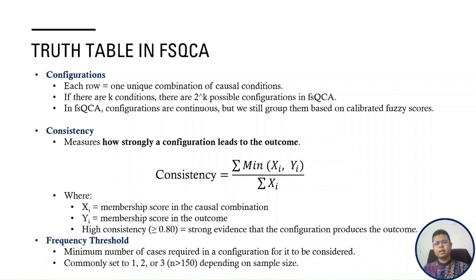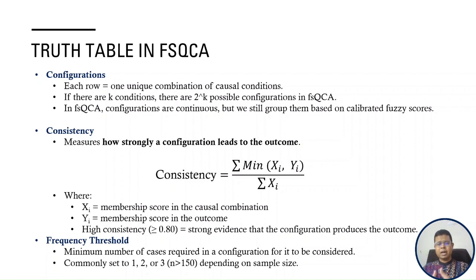So how can we calculate the consistency? Here you will find a formula. Consistency is equal to the sum of min(xi, yi) divided by the sum of xi. What does it mean? xi is the membership score in the causal combination and yi is the membership score in the outcome.